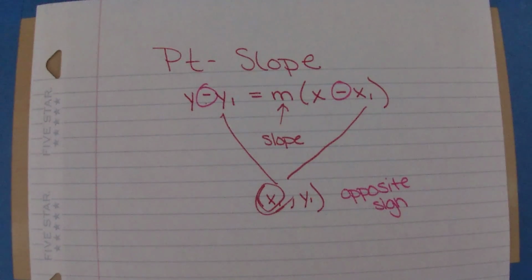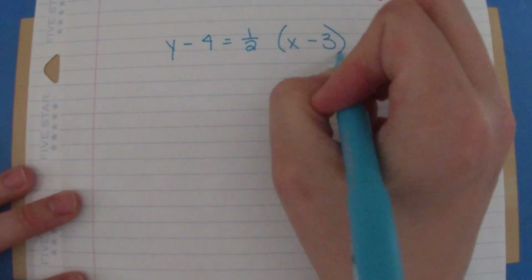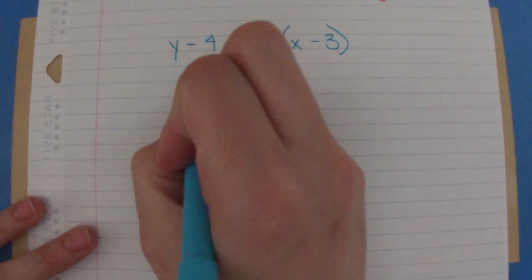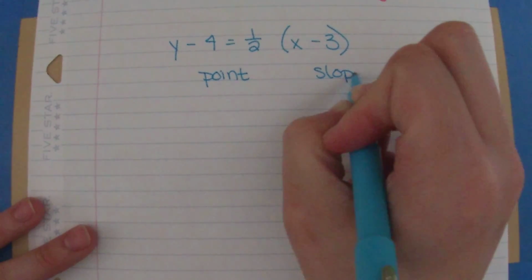So our main objective is going to be that we can identify those two key things. Can we find the point? Can we find the slope? Let's say we are given the equation y minus 4 equals 1/2 times x minus 3. There are two things that we can find. We can find a point and we can find a slope.